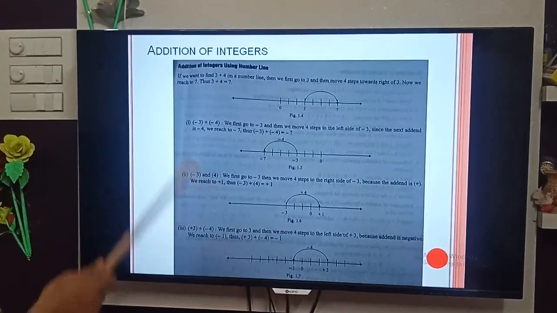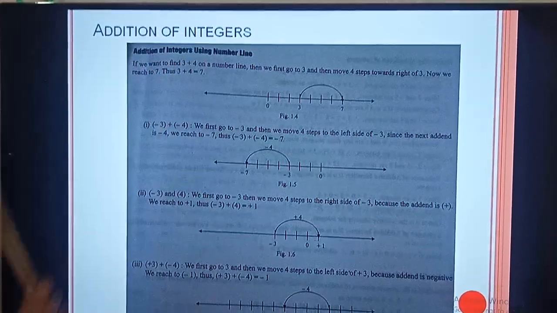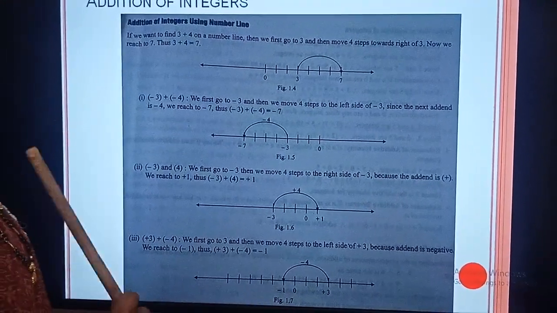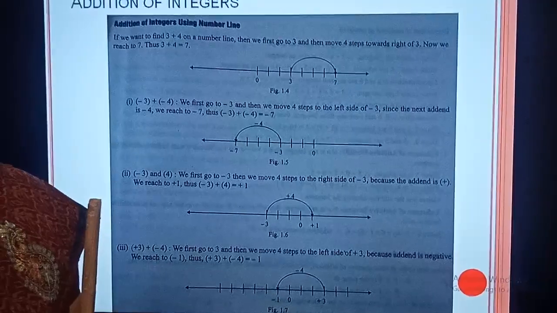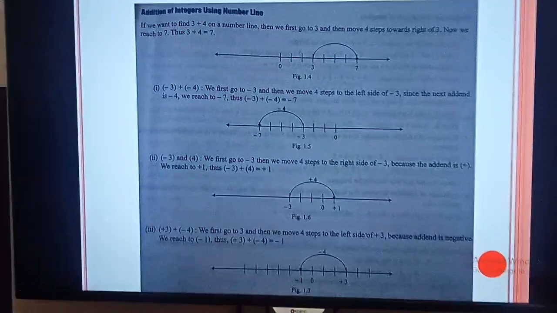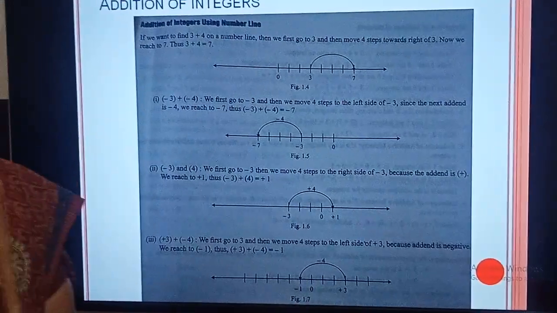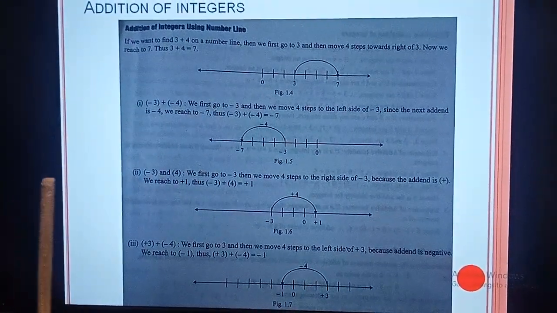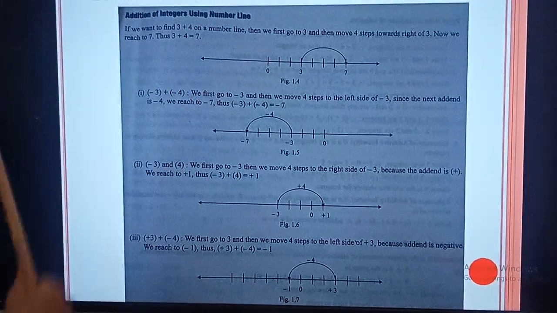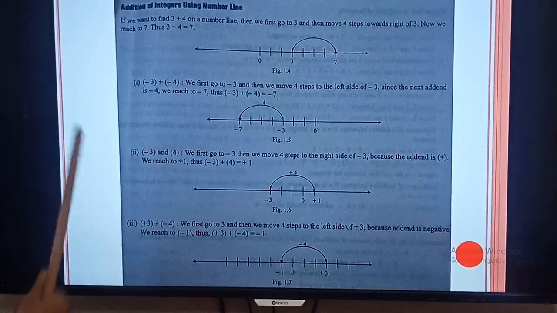Here we are going to study addition of integers. See, it's very easy to add positive numbers. Very easy, because you are very familiar with that. But when the question comes with negative integers, there are a little bit of confusions. So, with the help of the number line, I just want to explain.